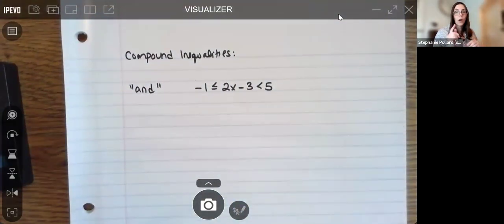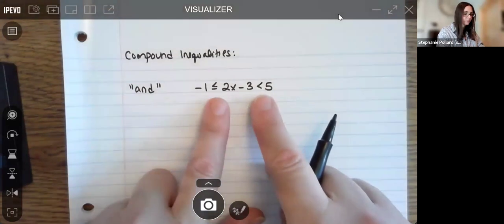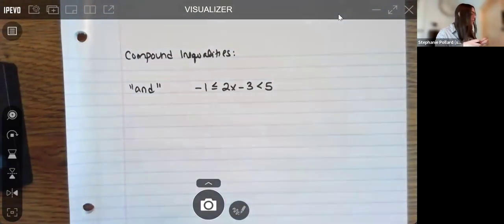So again, this is just one type of compound inequality. Just an introduction here to this idea. And you can see that you have two inequalities here. It's actually just being combined together.